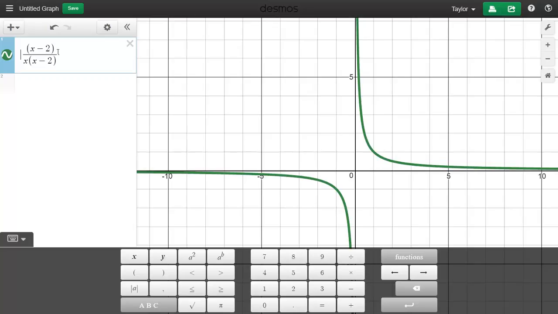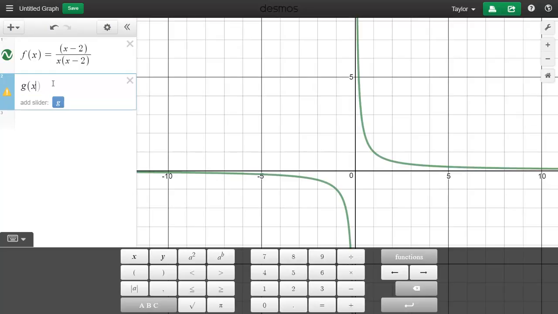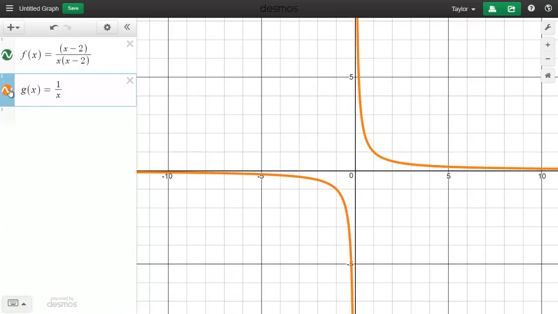In fact, I should redefine this. f of x equals, in fact, this is very similar to the function g of x equals 1 over x. See, exact same curve, except this green curve is not defined at x equals 0, and it's not defined at x equals 2. So if I hover here, notice this green curve is not defined at x equals 2. So there are two discontinuities with f of x.